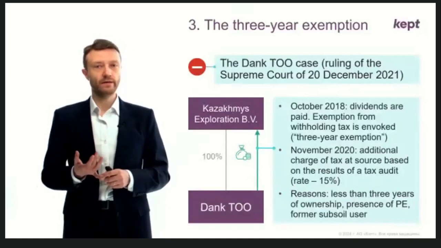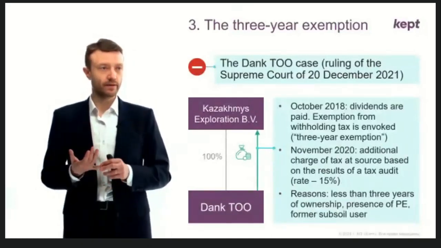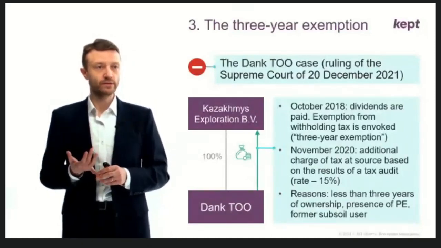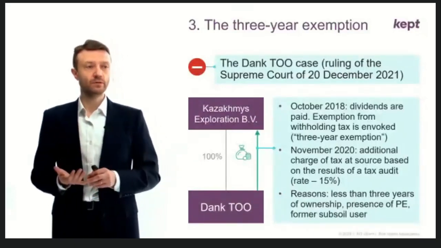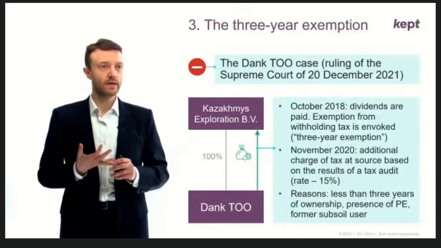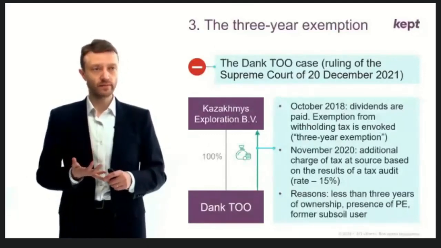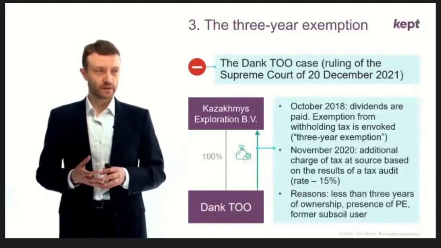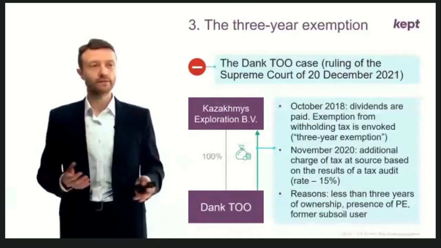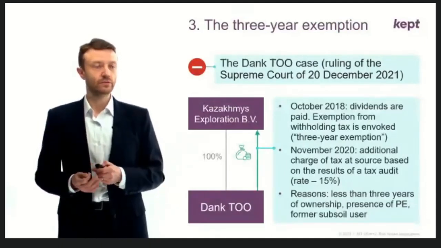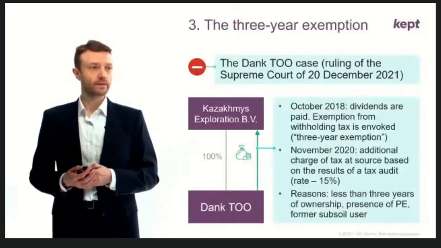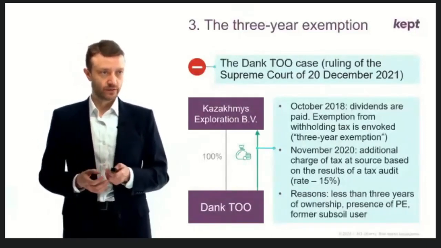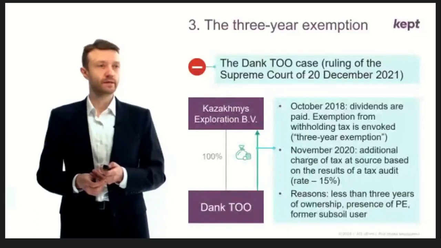And there were other reasons for the claim. I suppose two other reasons were that there was a permanent establishment of the parent company in Kazakhstan, and at some period of time in the past, the subsidiary was a subsoil user. So all these arguments taken together led to the tax authorities winning the case to dispute the exemption for dividends, which I think is a fair decision.